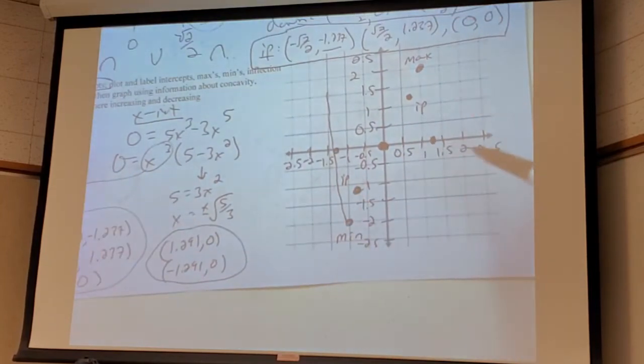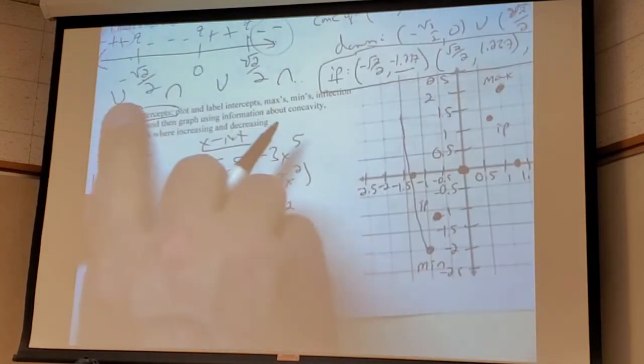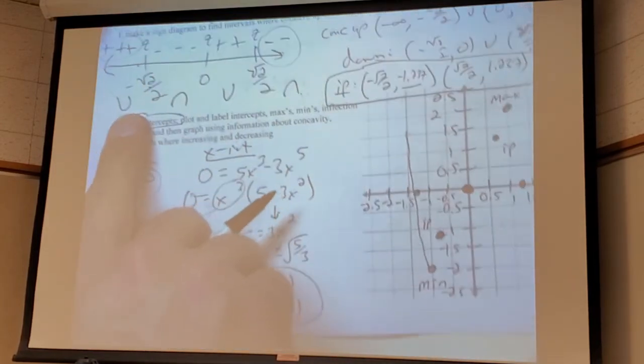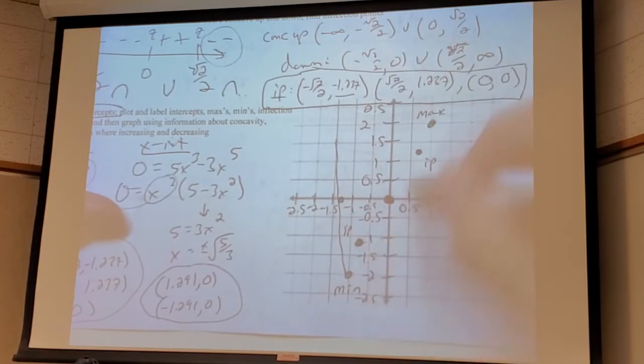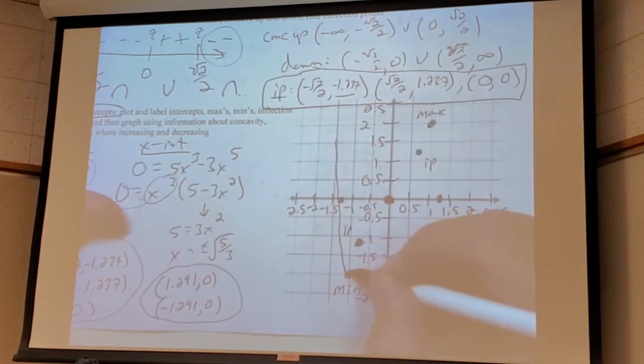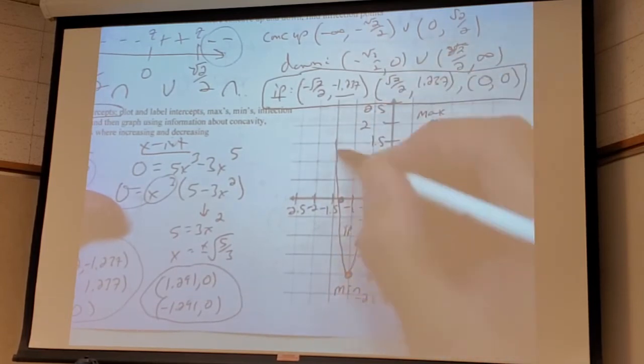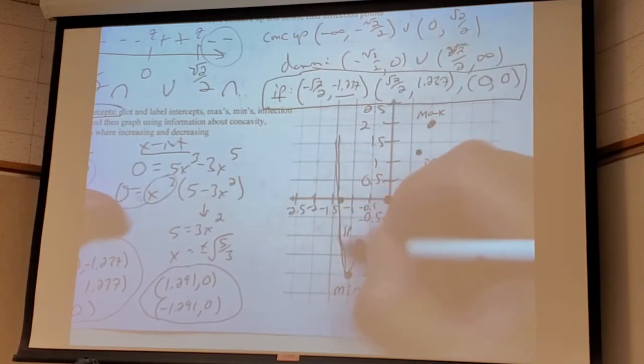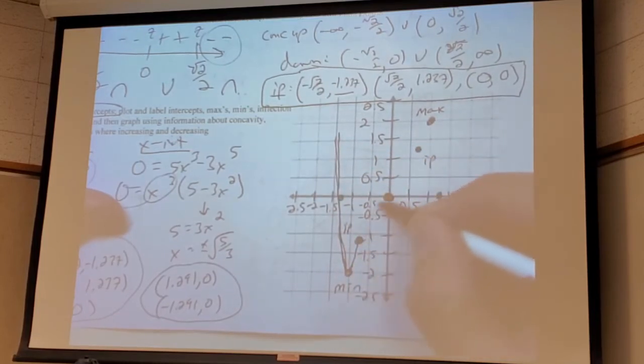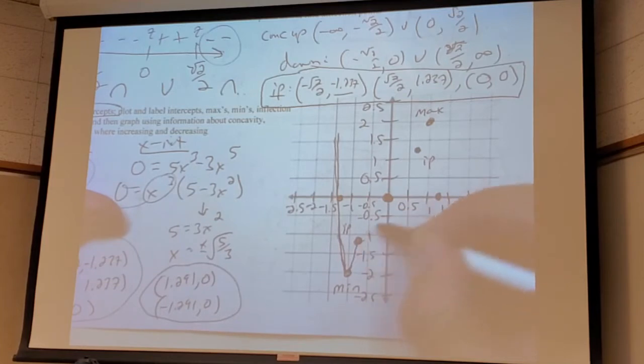Now, what's the concavity start off as? Concave up. Right here, right? So I'm kind of trying to make this concave up a little bit. What happens right there? Switches to concave down. So now I want to kind of focus on doing this shape. You see what I'm saying?